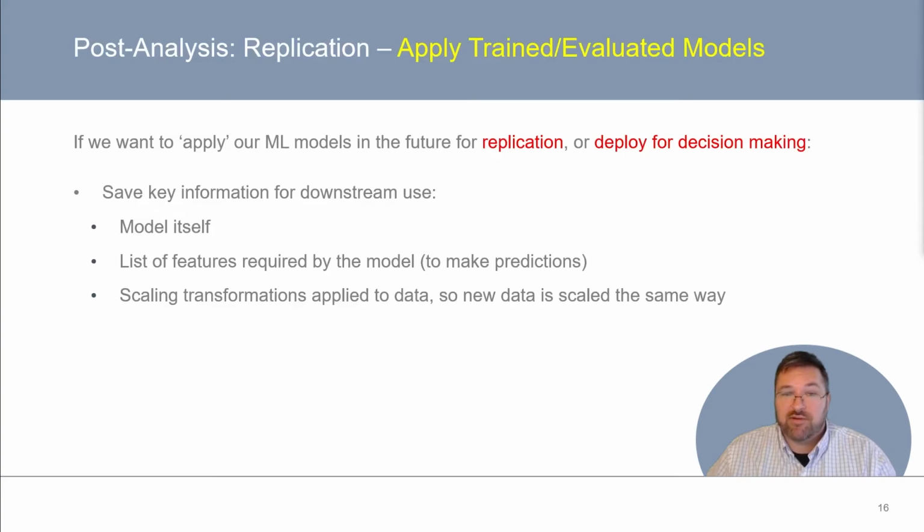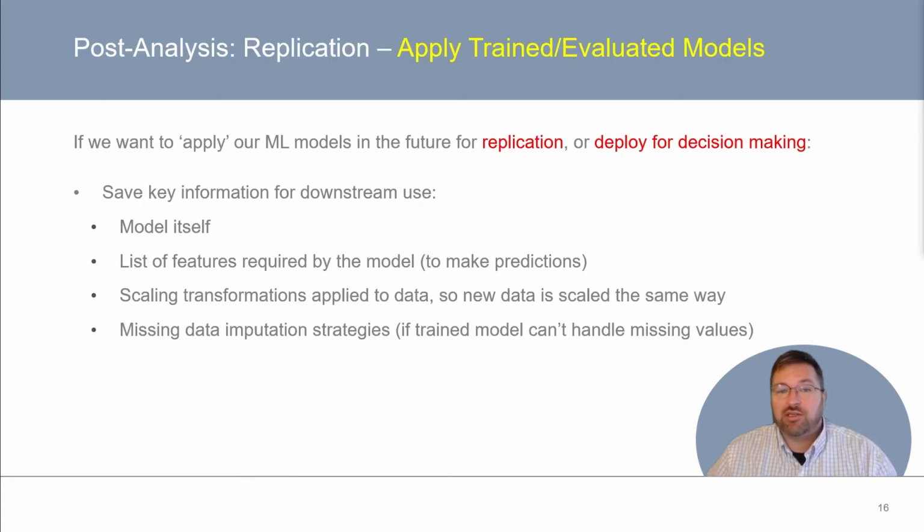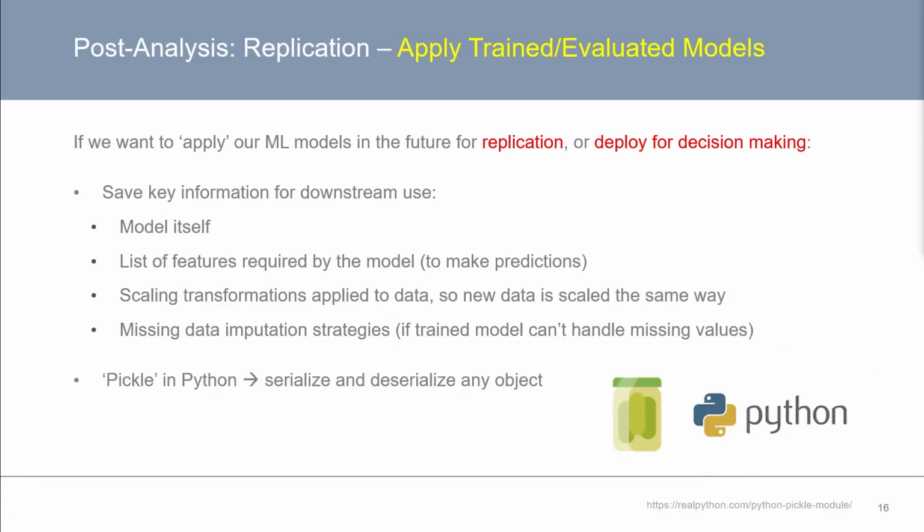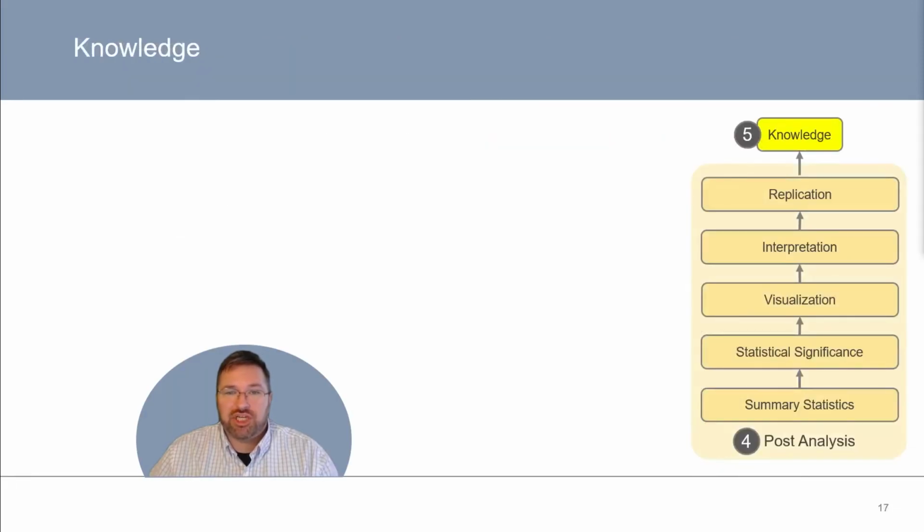The third thing we'll need to save are any scaling transformations that were applied to the features in the data, so that any new data can be scaled in the same way. And fourth, if we had to impute missing data values in the original training data, we want to track how those imputations were done for each respective feature, so that when any missing values appear in new data, we could similarly impute them. If you're using Python to build your machine learning data science pipeline, then a package called Pickle can be a convenient way to serialize and deserialize any of the above items for lower space storage and easy reuse.